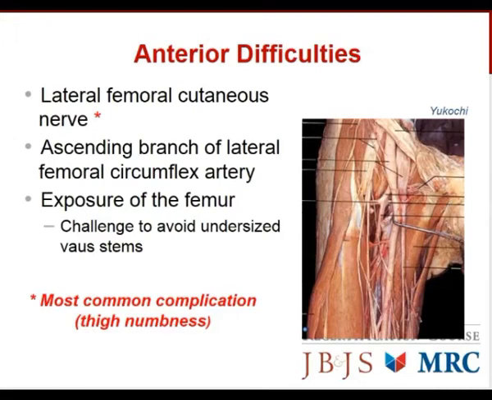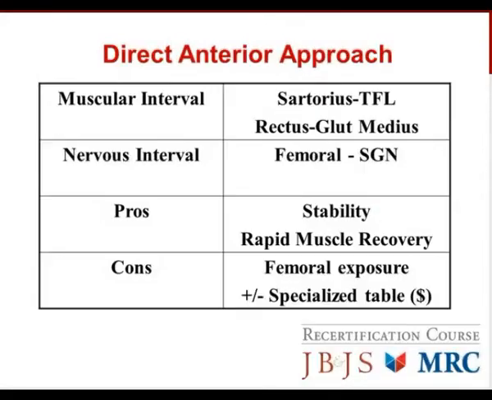Now, question writers love to test complications, and this is particularly important when it comes to the surgical approaches. You want to understand that the lateral femorocutaneous nerve is the most common nerve injury with the anterior approach to total hip arthroplasty, and this can result in thigh numbness. The ascending branch of the lateral femoral circumflex artery is also in play, and this can lead to significant bleeding if not cauterized during the exposure. The exposure of the femur can be very challenging, and this is why it's often a potential to result in varus position of the stem or undersized stem. So femoral exposure can be very challenging.